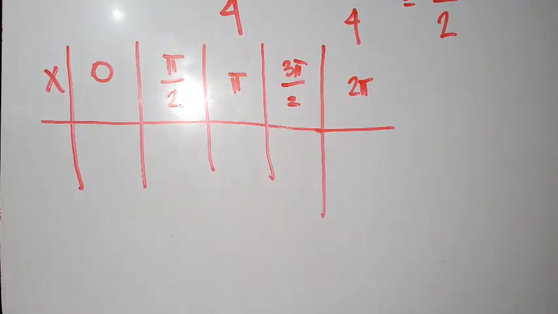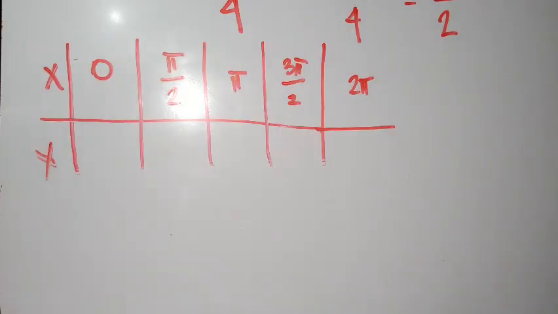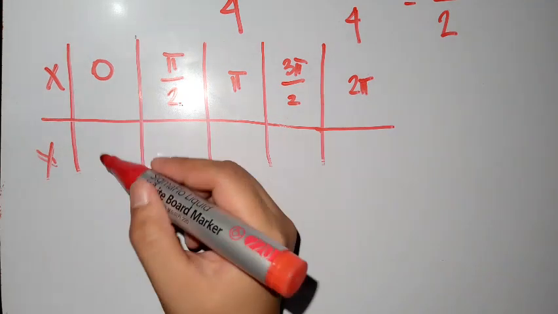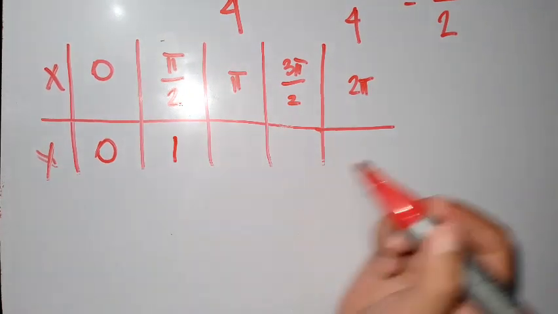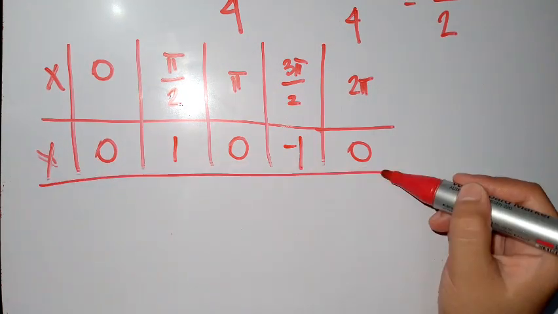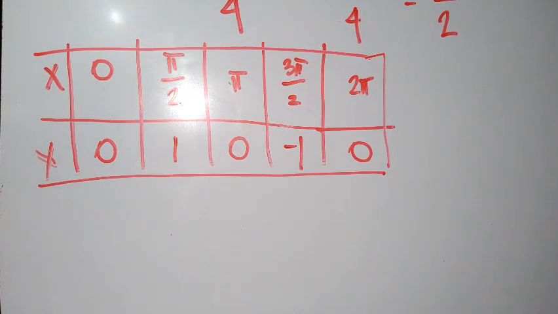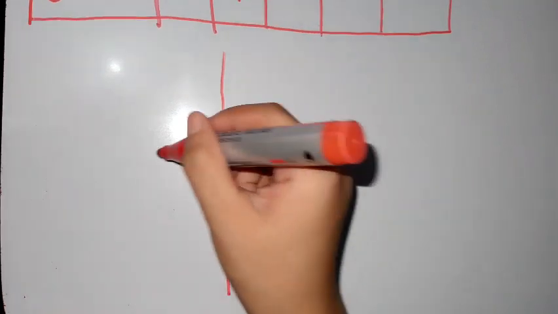Now, second step, we're going to find the y value. The original values of y in graphing y equals sine x are 0, 1, 0, negative 1, and 0. That is the original value of y for y equals sine x. Now, in graphing x and y, we only have to use the Cartesian plane, which consists of the x-axis and the y-axis.